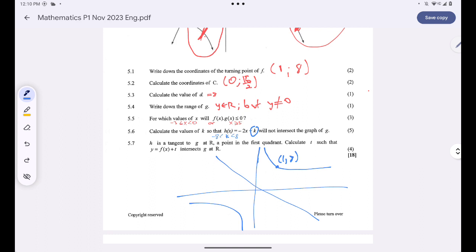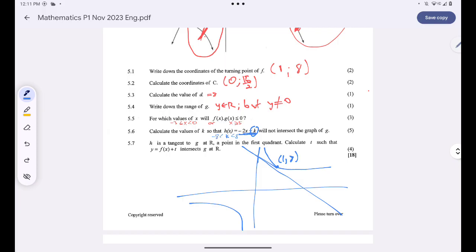All right, together. So for us to answer this question, they're saying to us, calculate, but if this graph is now a tangent in the first quadrant, so it can be a tangent somewhere there. Are you together? It can be a tangent somewhere there, no? If it is a tangent in the first quadrant, calculate t such that y is equal to intersect to g.